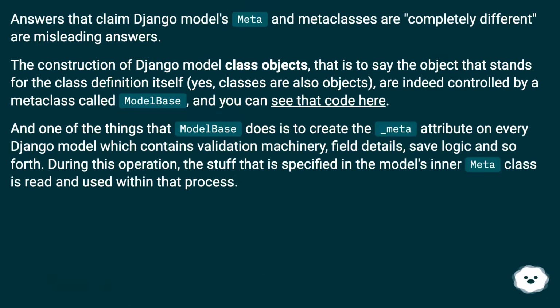Answers that claim Django models meta and metaclasses are completely different are misleading answers. The construction of Django model class objects, that is to say the object that stands for the class definition itself, yes, classes are also objects, are indeed controlled by a metaclass called ModelBase, and you can see that code here. And one of the things that ModelBase does is to create the _meta attribute on every Django model, which contains validation machinery, field details, save logic and so forth. During this operation, the stuff that is specified in the model's inner meta class is read and used within that process.